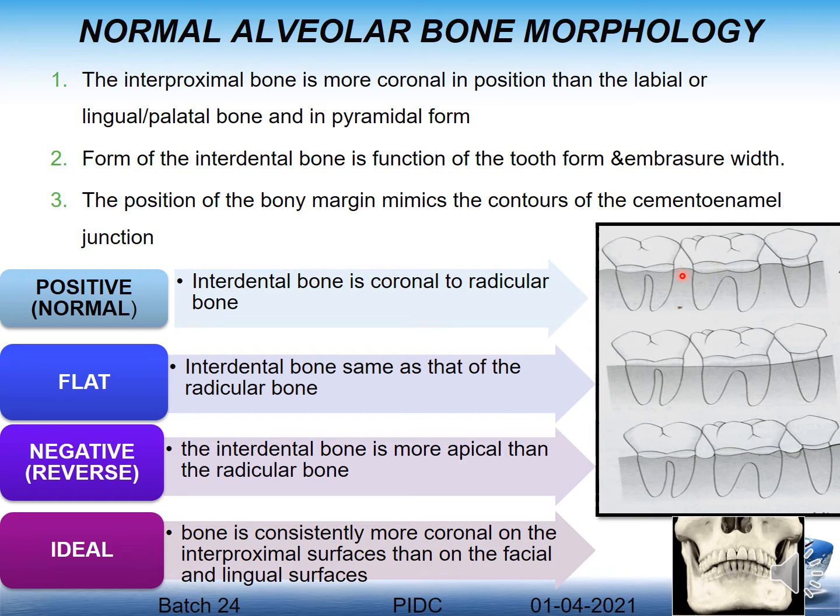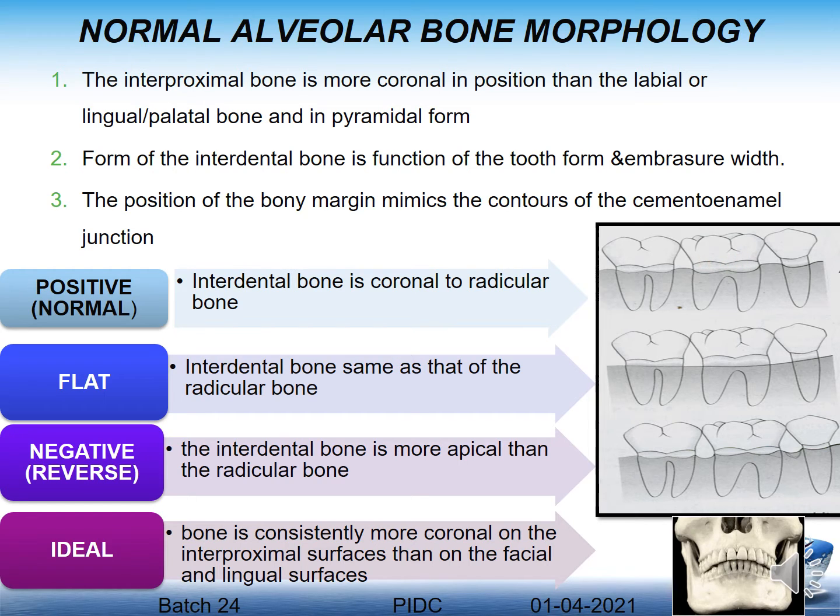The form of the interdental bone is just a function of the tooth form and the embrasure width. Which means that if there is a space between two teeth, the interdental bone could have a different shape, or if there is crowding between two teeth, the interdental bone could have a narrower shape. The portion of the bony margin mimics the contours of the cementoenamel junction. In the case of the radicular bone, this portion of the bone will mimic the CEJ lying above it.